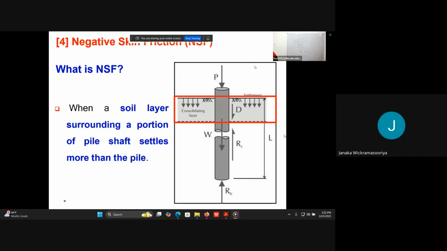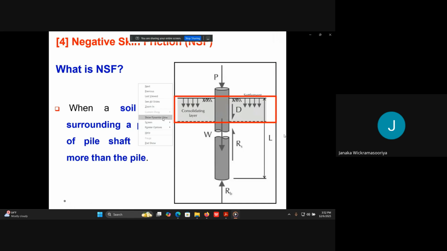What happens is, here, can you see my mouse pointer? Where are you? Yes, sir. Yes, sir, we can.